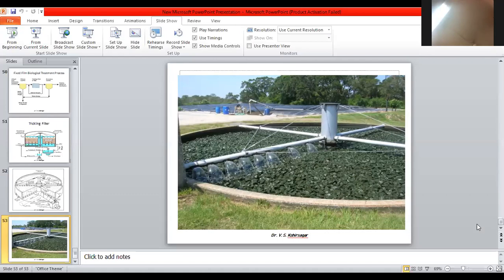Attached growth biological treatment process, you can say. Next point, it is used to remove organic matter from wastewater.